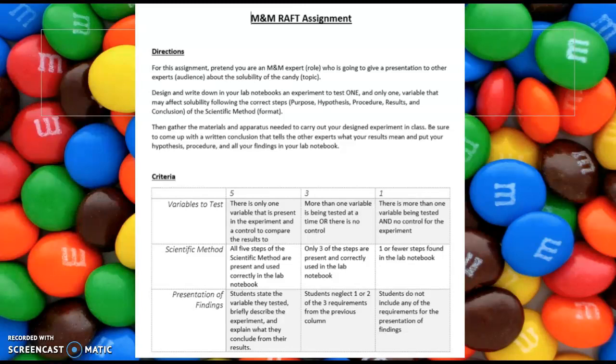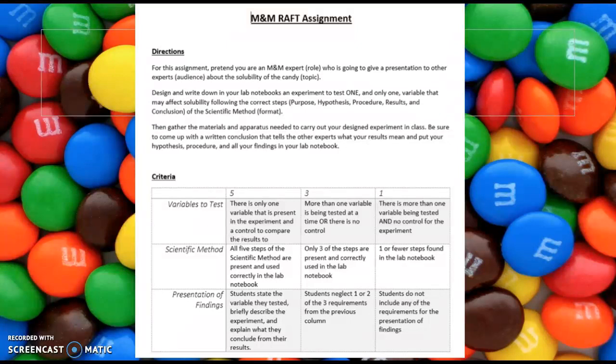Design and write down in your lab notebook an experiment to test one and only one variable that may affect solubility, following the correct steps: purpose, hypothesis, procedure, results, and conclusion of the scientific method. Then gather the materials and apparatus needed to carry out your designed experiment in class. Be sure to come up with a written conclusion that tells the other experts what your results mean, and put your hypothesis, procedure, and all your findings in your lab notebook.